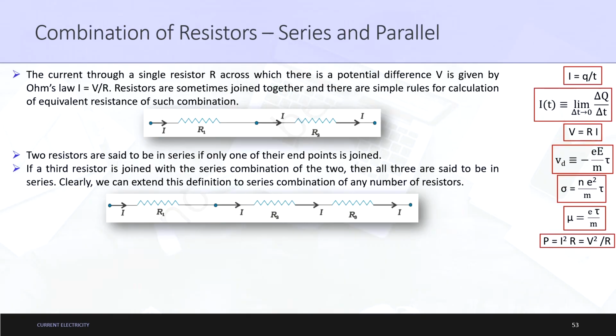Please look over here carefully. First of all, the current through a single resistor R, across which there is a potential difference V, is given by Ohm's law. We know that I is equal to V by R. It is just the mathematical formulation of dividing the complete equation by the R value, and we get I is equal to V by R. Resistors are sometimes joined together and there are simple rules for calculation of equivalent resistance of such combinations. So the complete agenda here is to find out the value of R equivalent.